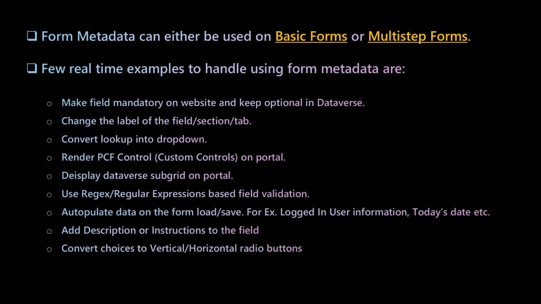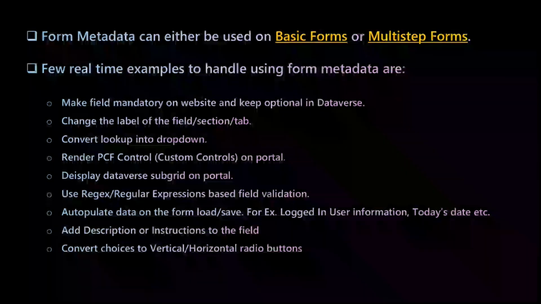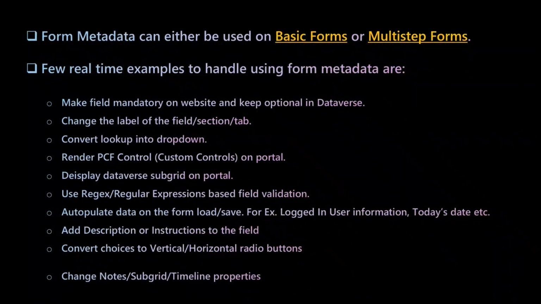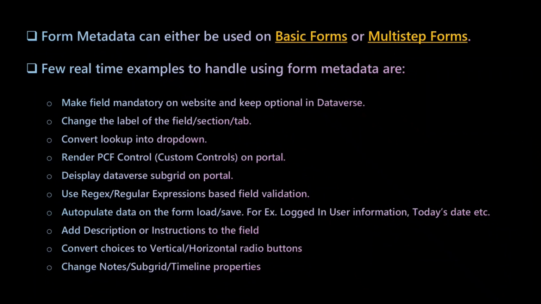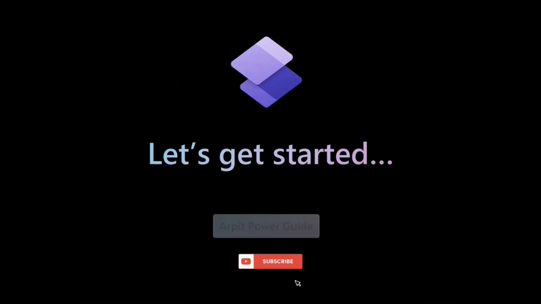Convert choices to vertical or horizontal radio buttons. That is also possible. If you are creating a choice kind of column in your database, and you have to display those choices as vertical radio buttons or horizontal radio buttons, in that case also you can use the form metadata. If you have to change the properties of a subgrid or timeline, that is also possible using form metadata.